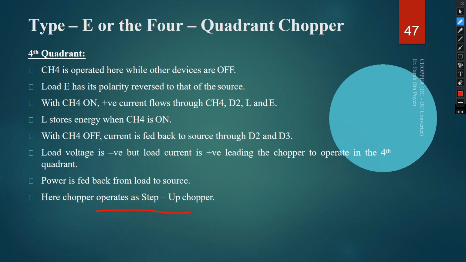At each quadrant we have studied individually in the other classes. So you have to remember which switch I am making on at which time. That quadrant matrix you have to remember. If you remember that, then the operation will be clear to you.